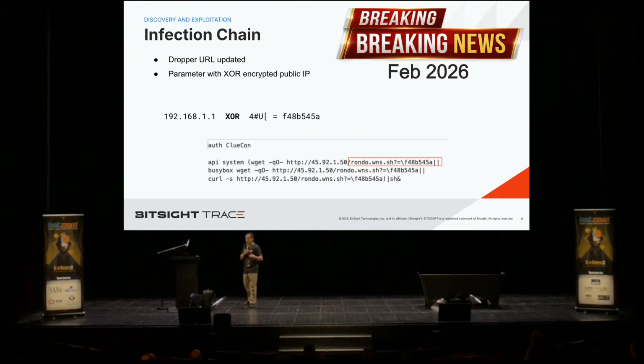Then we noticed some breaking news now in February 2026, when they slightly changed the dropper endpoint. They started adding this 4-byte XOR string, which was basically just your public IP XORed with a static string. I don't know, they're probably doing this for some kind of filtering of who's getting the script, but this was added fairly recently.